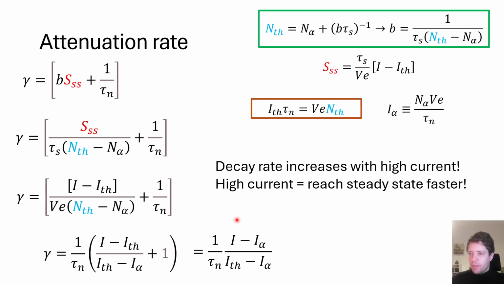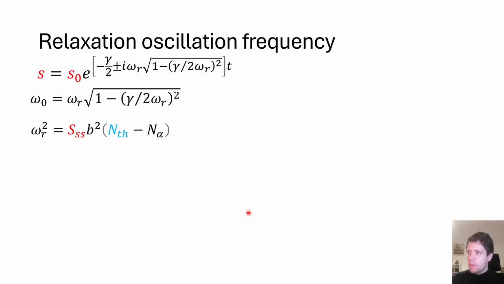Now, the insight here is basically that as we increase the supplied current, this dampening constant becomes larger. So if you supply a high current, you expect the oscillations to die out more quickly and for the steady state to be reached much faster. Also note that since this depends on 1 over the upper state lifetime, it's going to be on the scale of like 1 gigahertz or so.